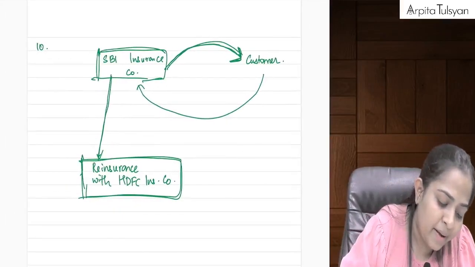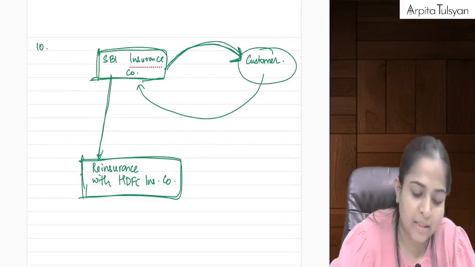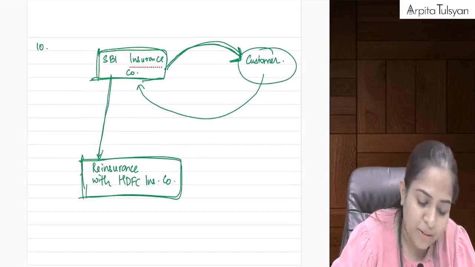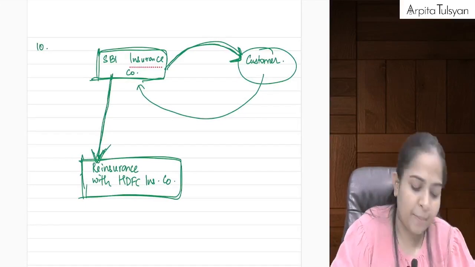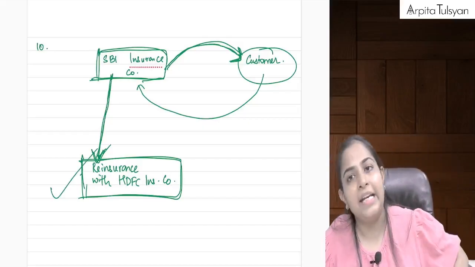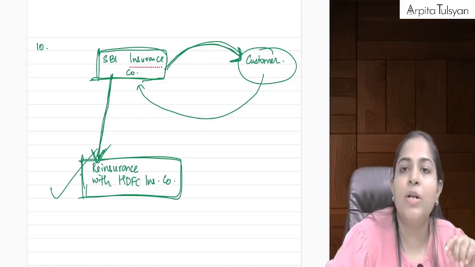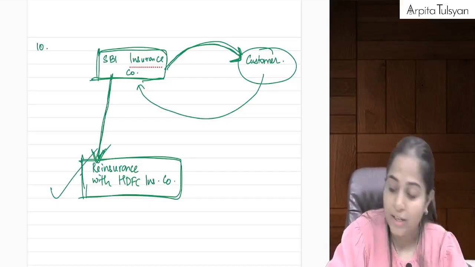So basically, SBI is going to give the policy to the customer. It is going to take the premium from the customer, and further it is going to do the reinsurance with another insurance company. So it is also going to pass on the risk to HDFC Insurance. Yes. Now, how does this work? How does the payment of premium, etc. work in this case? Please try to understand.